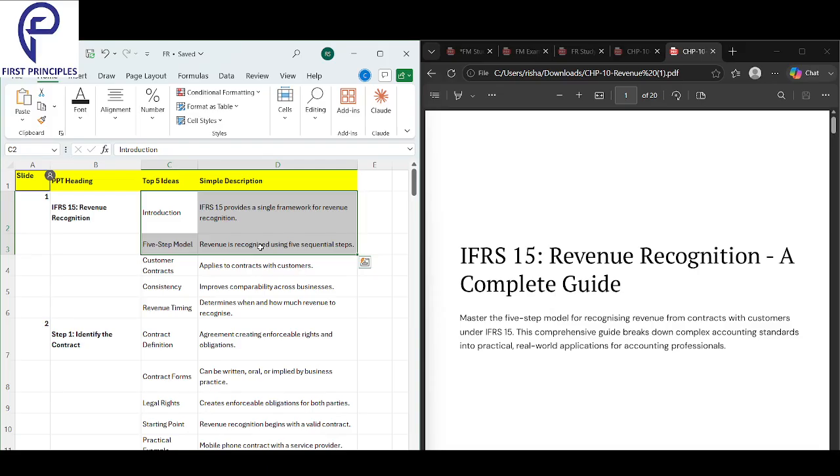Next, customer contracts. This rule only applies when you sell to a customer, right?